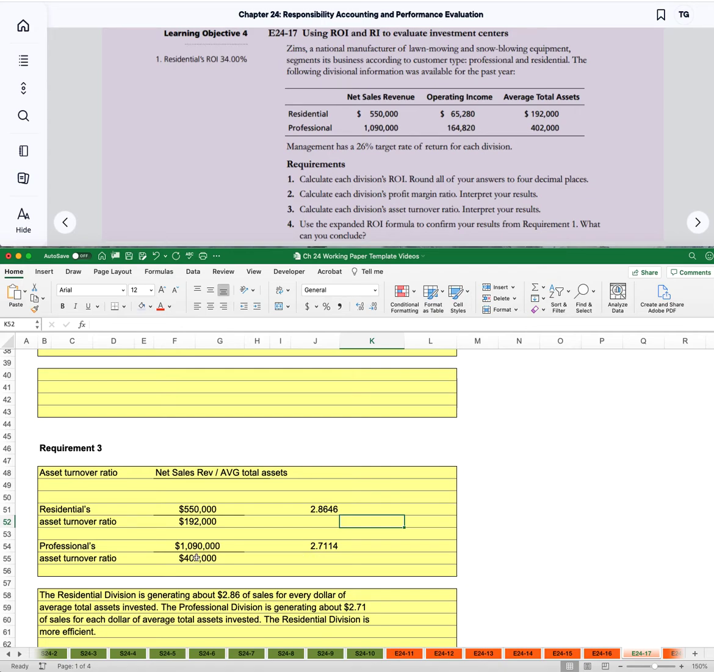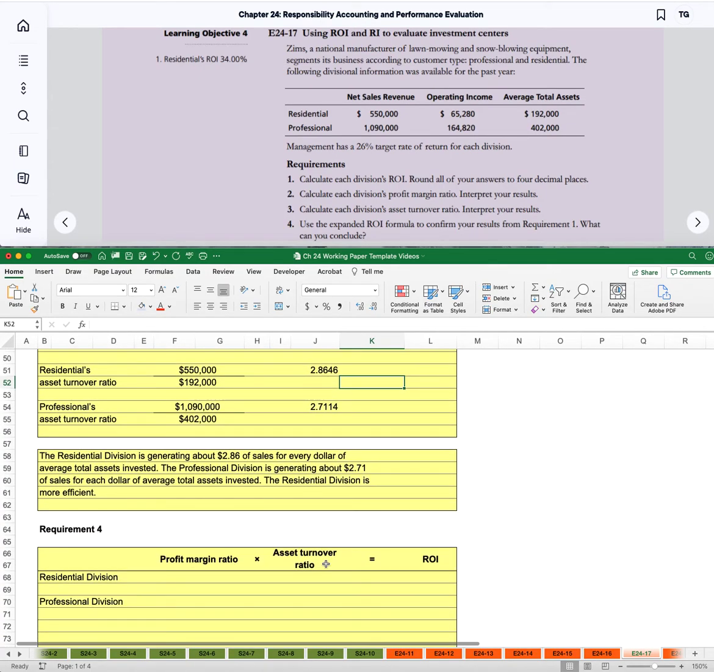We could say that the residential division is generating about $2.86 of sales for every dollar of average total assets invested, whereas the professional division is generating about $2.71 of sales for every dollar of average total assets invested, which is what we have here.